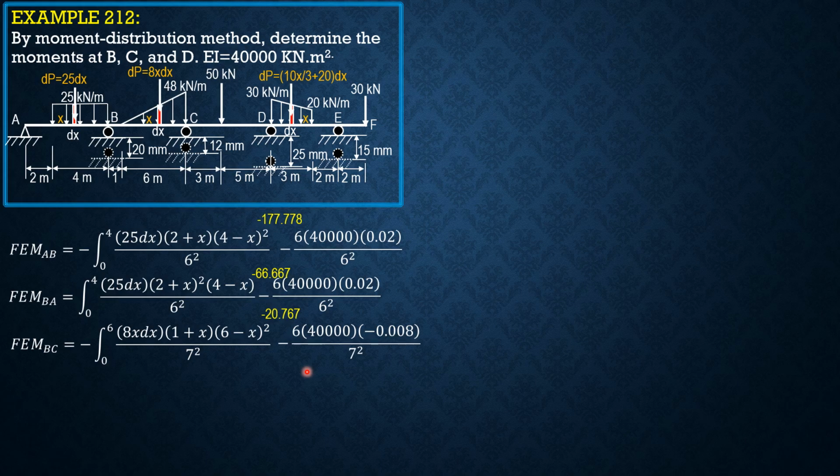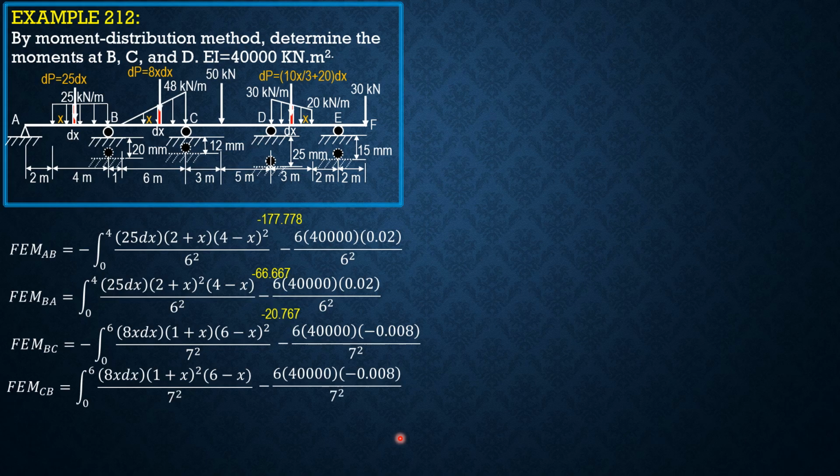So therefore, the value is negative 20.767 kN·m, while fixed moment CB is, make it positive, (1 plus x) squared this time, (6 minus x) over 7², and the second term remains the same. So minus 6 times 40,000 times negative 0.008 over 7². So fixed moment CB is equal to 143.804 kN·m.